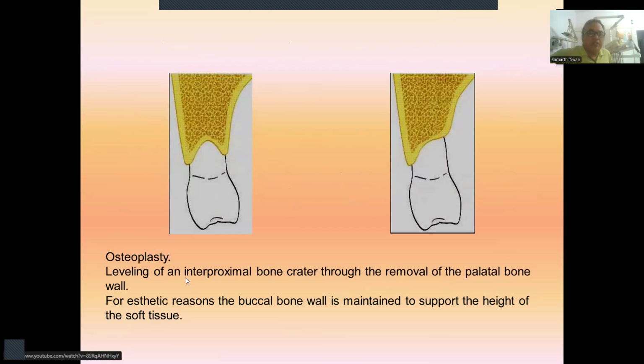Osteoplasty, here you can see in this diagram, leveling of interproximal bone crater through removal of palatal bone wall. For aesthetic reasons, the buccal bone wall is maintained to support the height of the soft tissue.